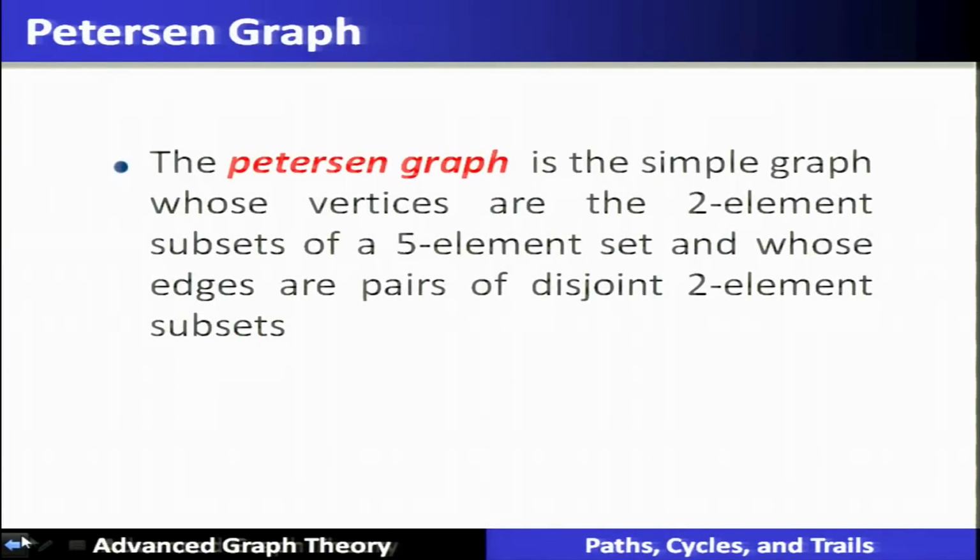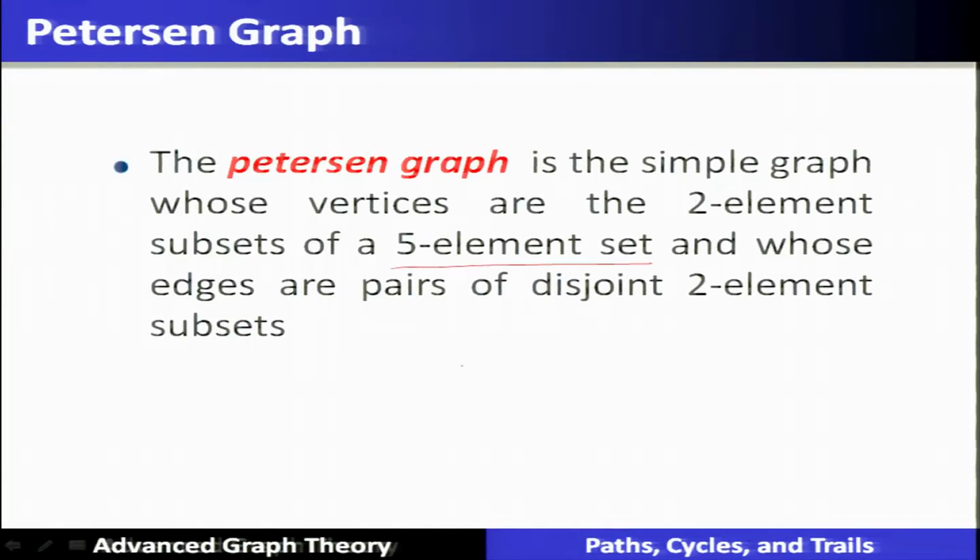Petersen graph. The Petersen graph is a simple graph whose vertices are two element subsets of a five element set and whose edges are the pairs of disjoint two element subsets. Why are we discussing the Petersen graph? Because the Petersen graph is an important graph and is going to be used to illustrate various principles of graph theory. So here we have to see two things.